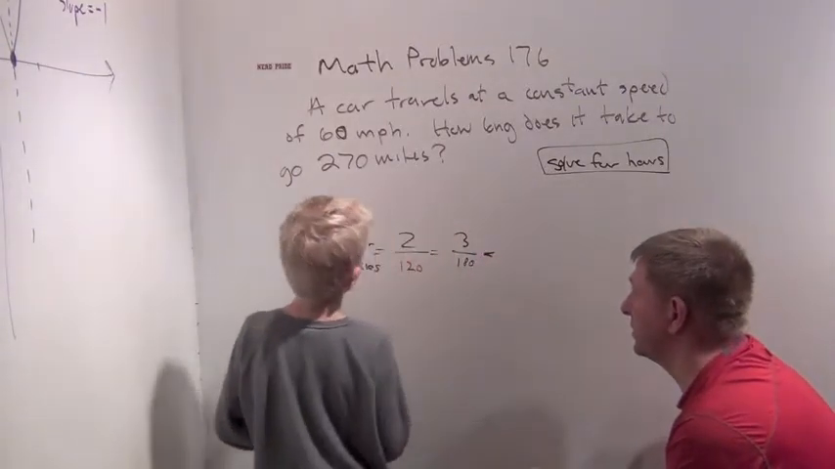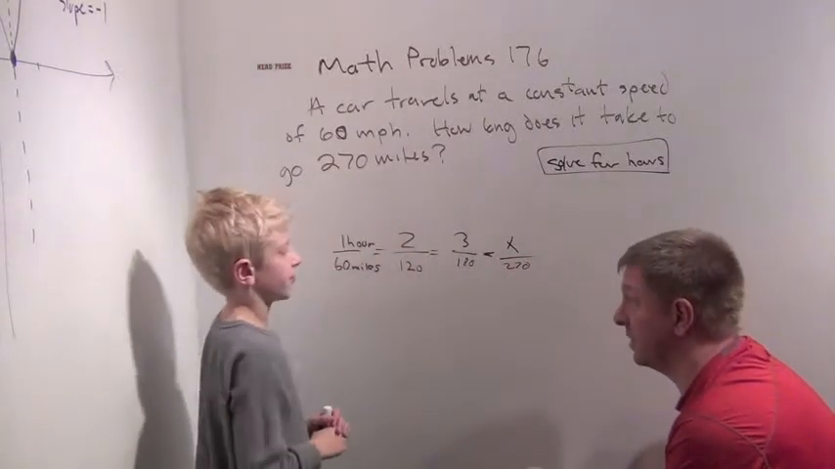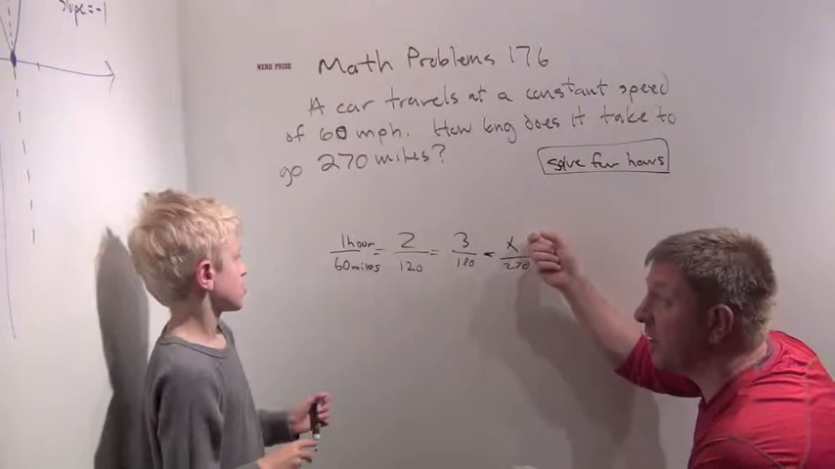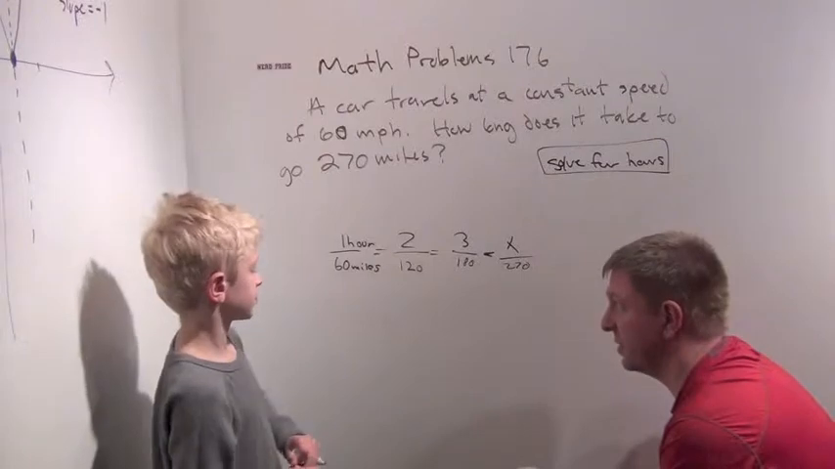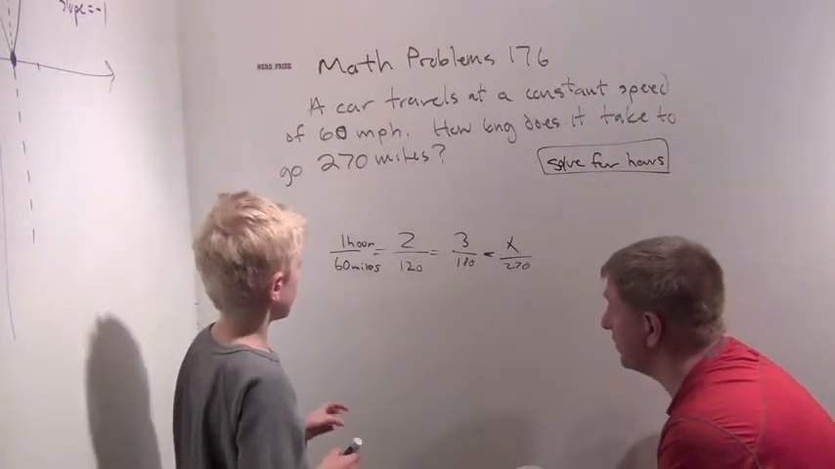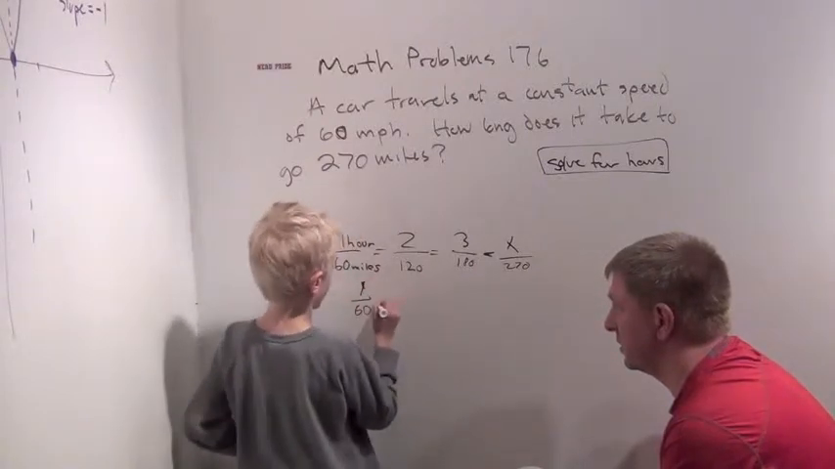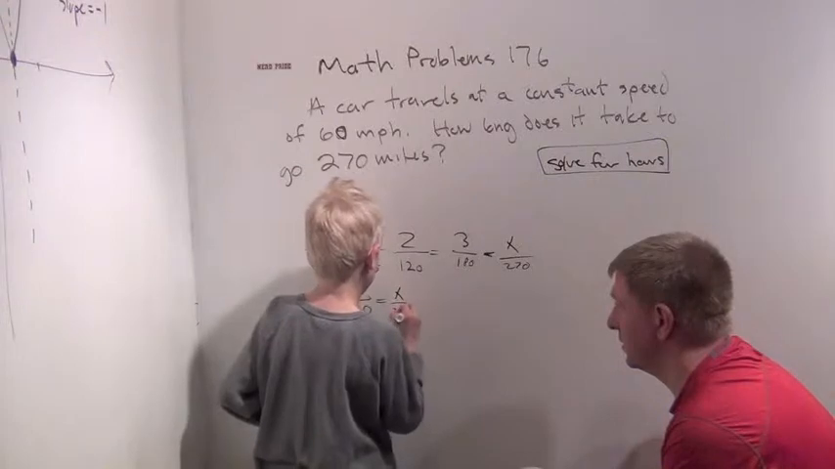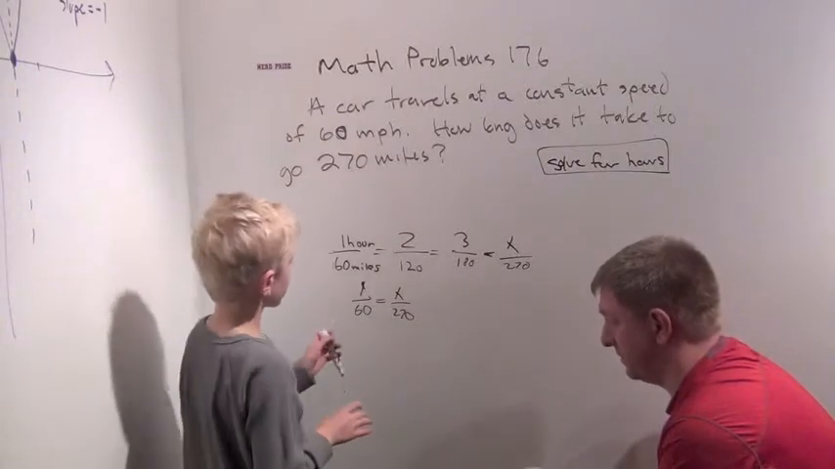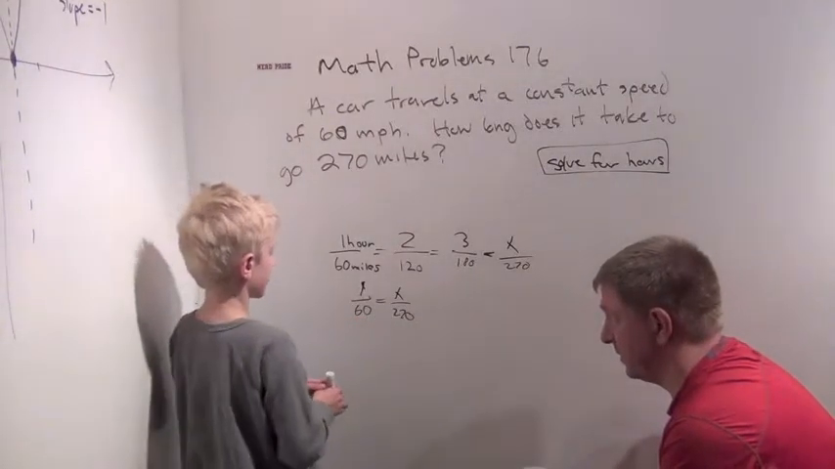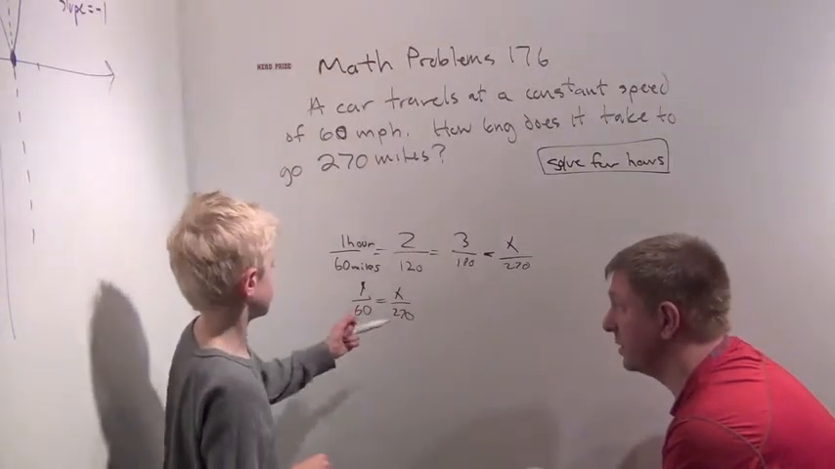So this has to equal x over 270. Awesome. How much time? We don't know. That's what we're trying to solve for. But it did go 270 miles. So what equation do you want to set up here? We have to set up 1 over 60 equals x over 270. Cool. Now we have to figure out something to multiply 60 by to get to 270. Or we could just divide 270 by 60.